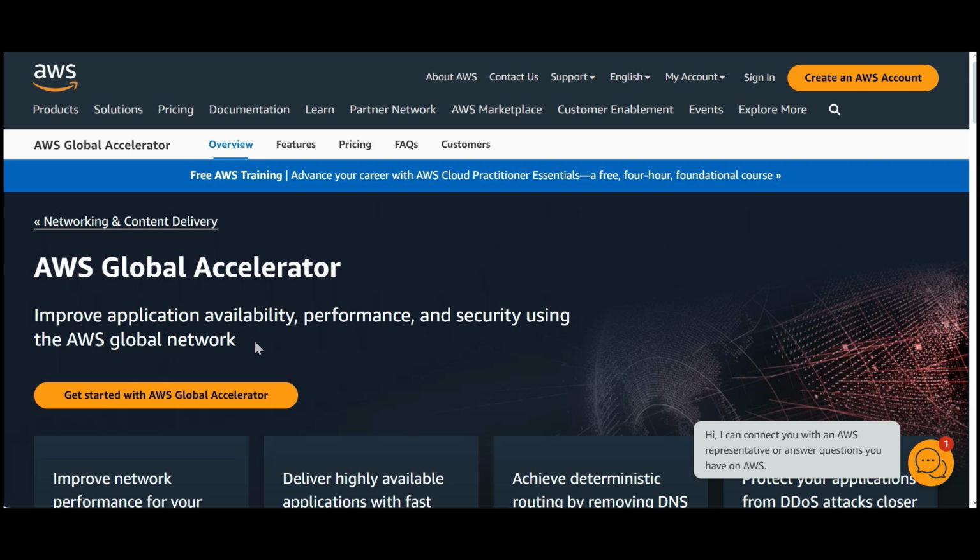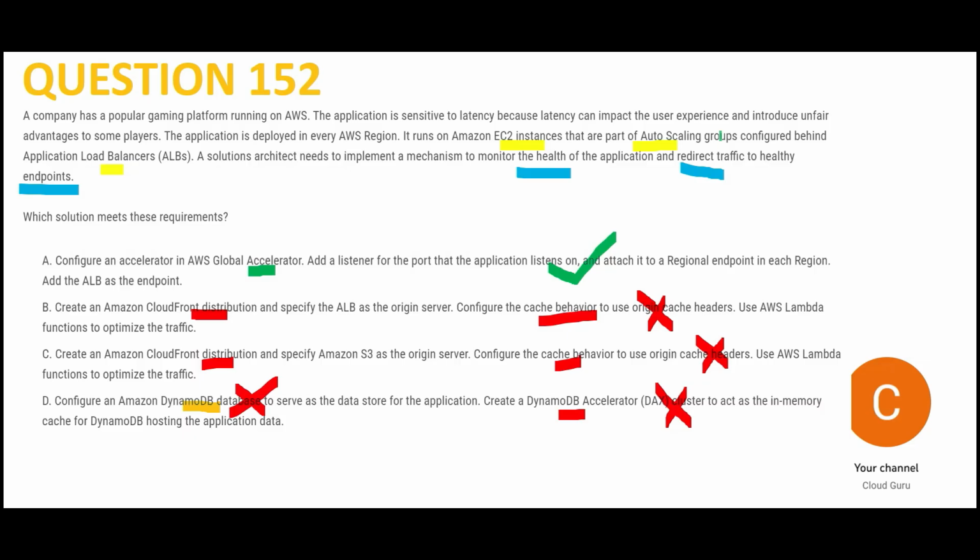It uses the AWS global network, which is not the internet. It has its own network, own cables, own wires. And then it says we will add a listener. See, the listener is important to understand. If the endpoint is not healthy, it will listen and say, oh, the endpoint is not healthy. Okay. And then it attaches to a regional endpoint in each region.